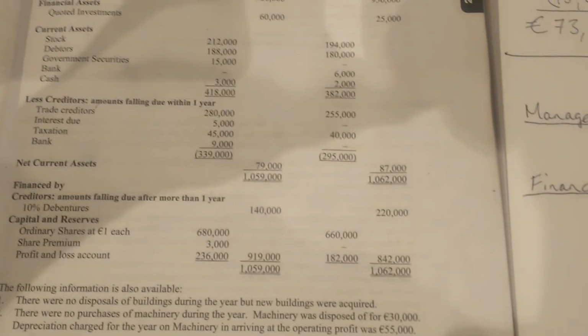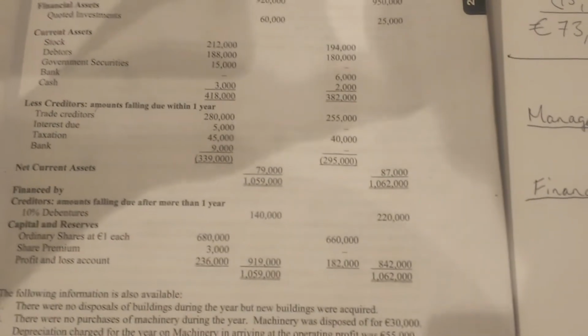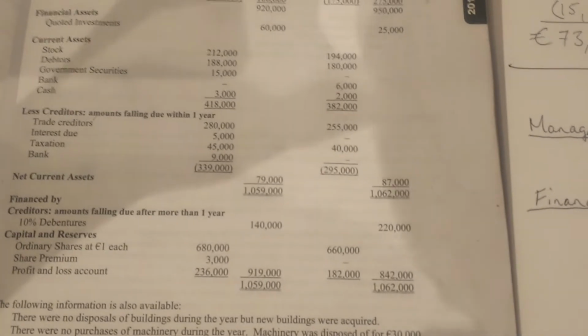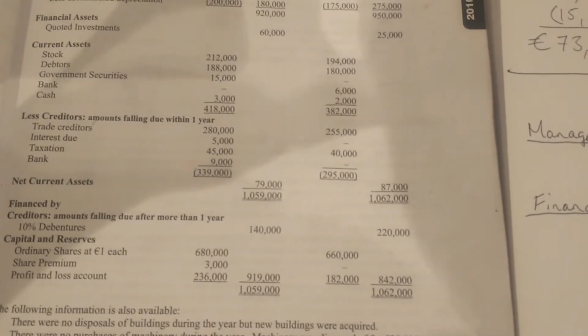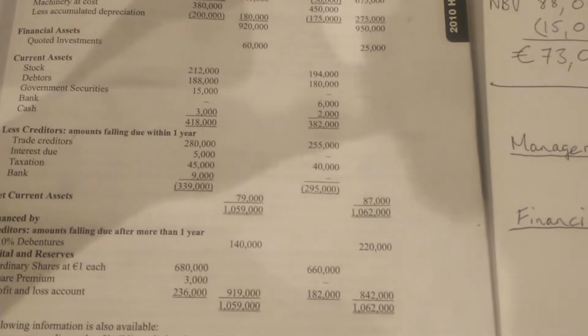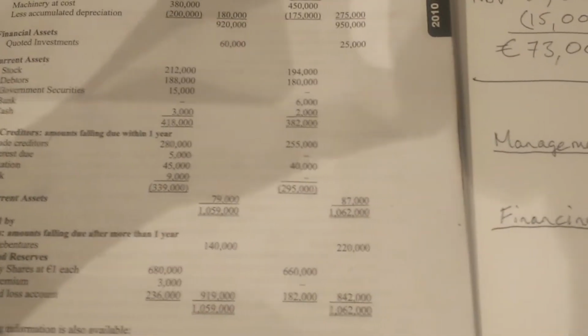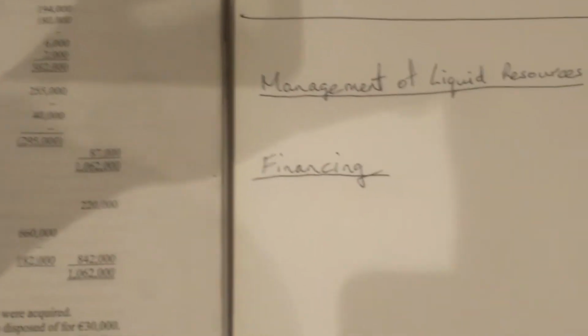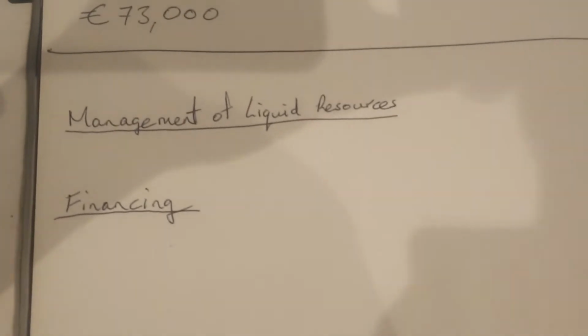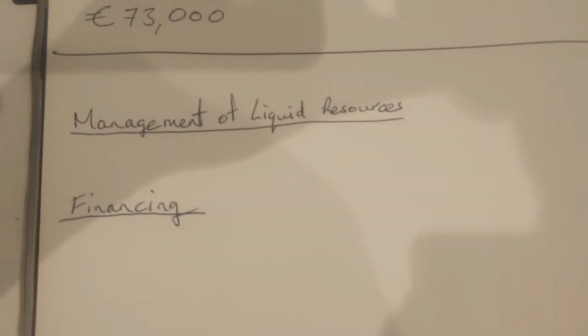So, the next thing we were going to do was just to finish off the cash flow statement in the 2010 question. And we didn't have a whole lot left to do. I think we'd stopped at the net cash inflow before liquid resources and financing. So the first heading that we need to go on to is the management of liquid resources. I've just written out the last two headings there, management of liquid resources and financing.